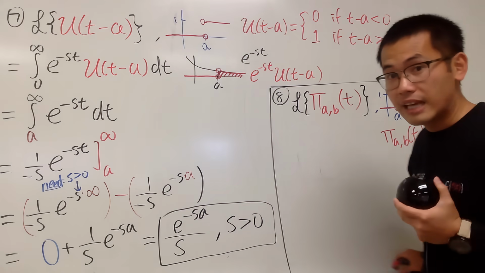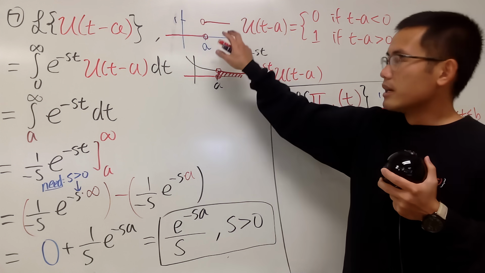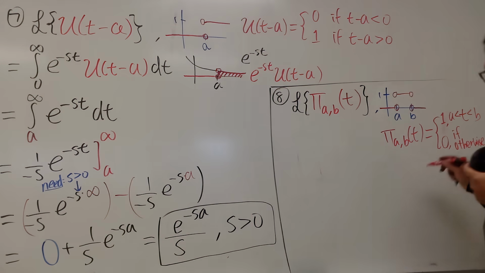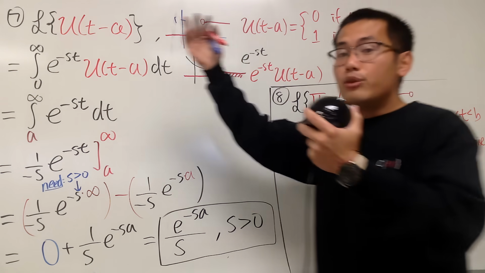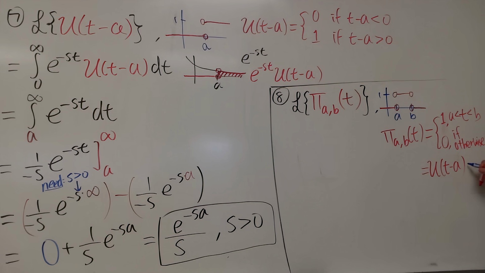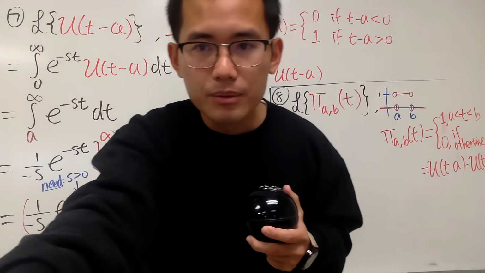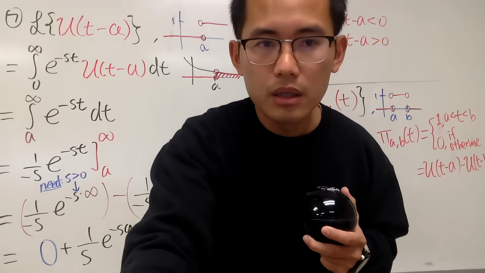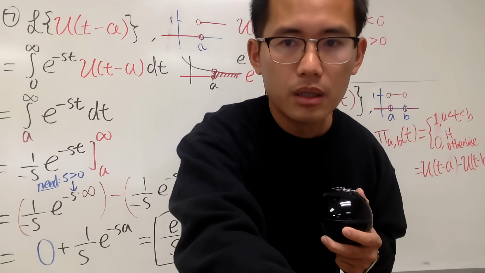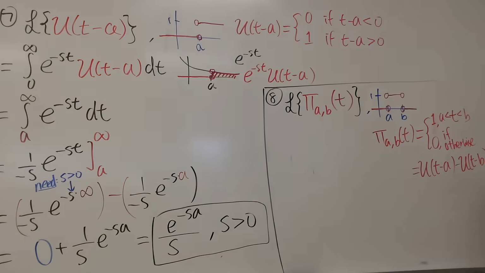However, there's a really nice connection between the unit step function and the pi ab. I will also tell you the pi ab is actually just equal to the unit step function u of t minus a, which is this part, and then you minus u of t minus b, like this, right? Oh my God, I'm so sorry. There. All right, so just like that.